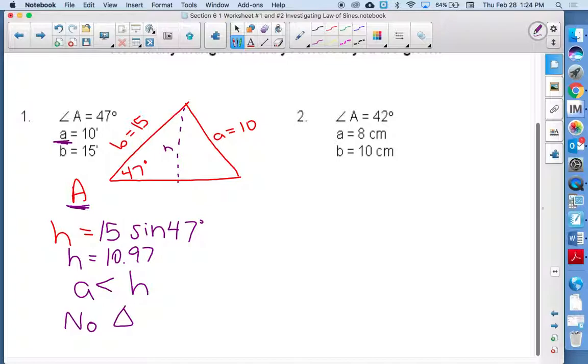So number 2, there should have been 2 triangles. Once you calculate the height, it's 6.69. And A is bigger than the height, so now I know I have a triangle. But the other condition, A is less than the other side. And when you have those 2 matching conditions, you will have 2 triangles. And we'll talk about how they're created today and how you can find all the pieces of those 2 triangles. So you need both conditions, A less than B and bigger than the height, for the 2 triangles to exist.